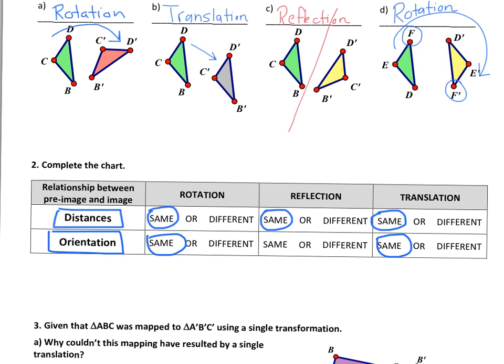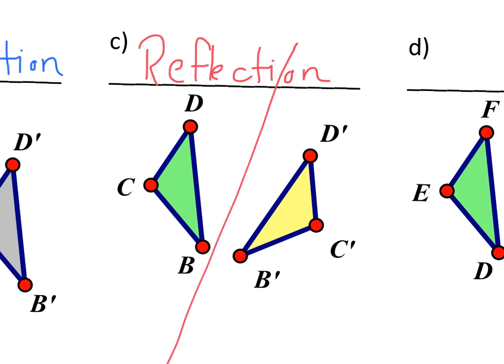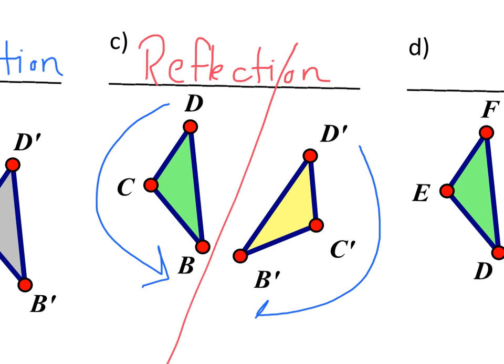Reflections, however, because it's now labeled in the opposite direction, whether it was clockwise then counterclockwise or vice versa, reflections have a different orientation. And just to explain that reflection orientation bit a little bit further, if I was going to label from D to C to B, I just went in a counterclockwise fashion. But on the image of D prime, C prime, B prime, I followed the letters in the same order, but this time I went clockwise. So because it was counterclockwise then clockwise, orientation is different. It is not preserved in reflections.